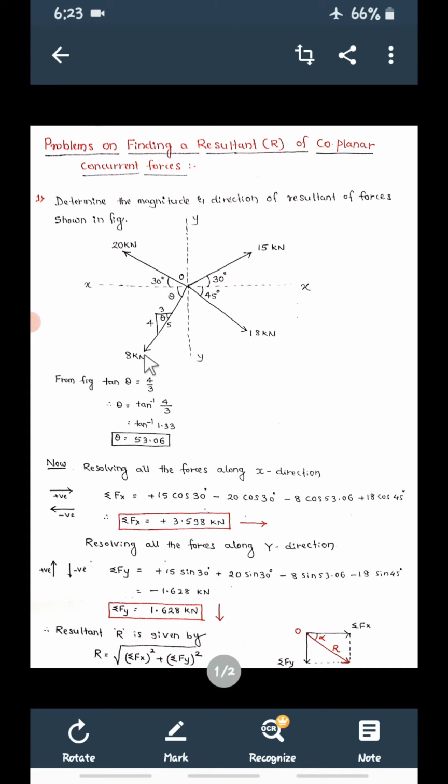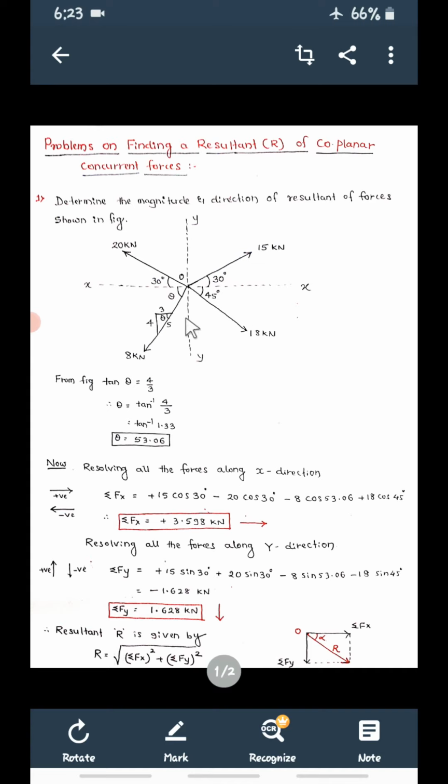Next this force. Make this force vertical. When you make this force vertical, it is downward. Downward means negative, minus. So minus 8 sine of 53.06.